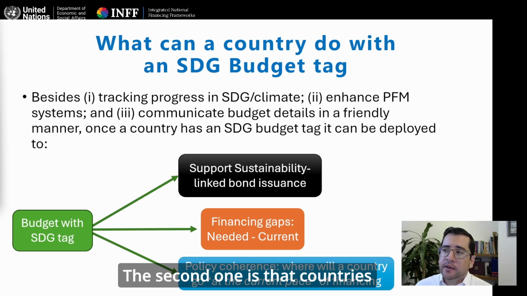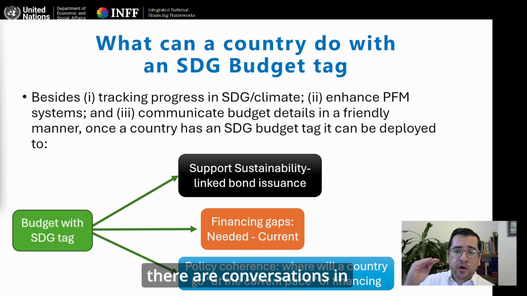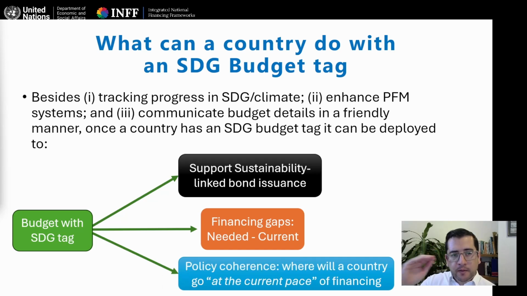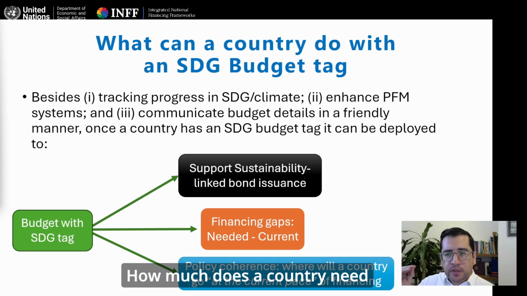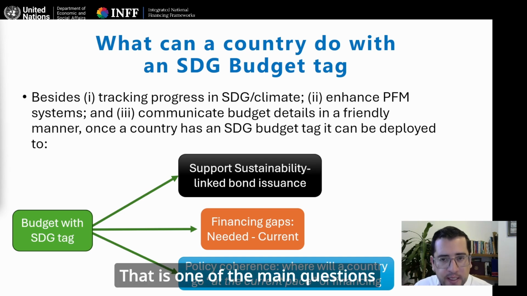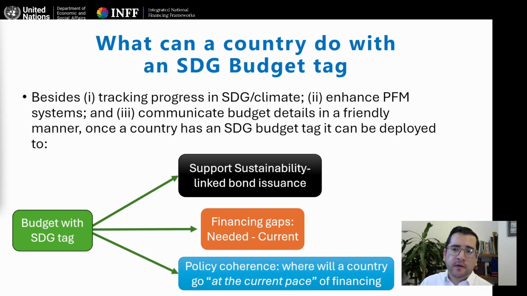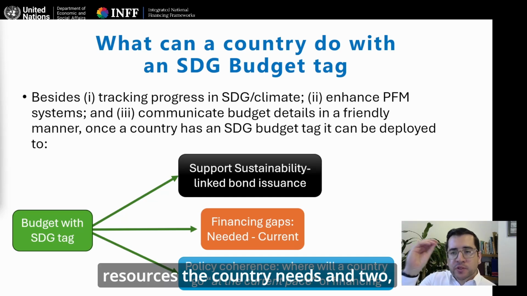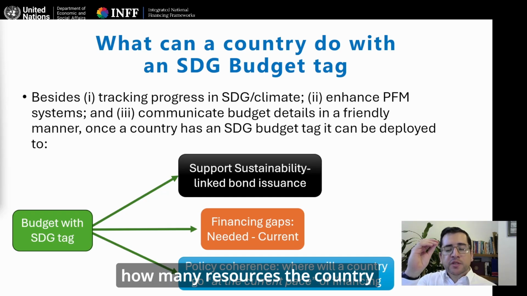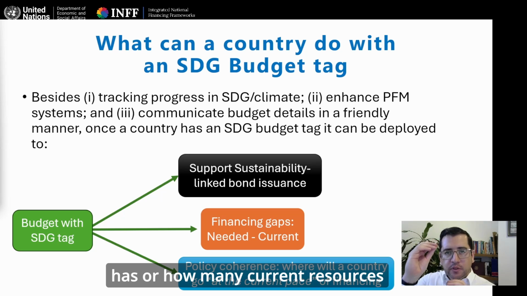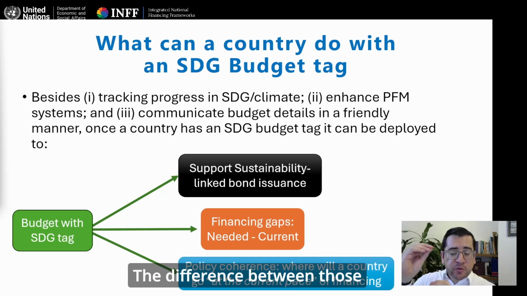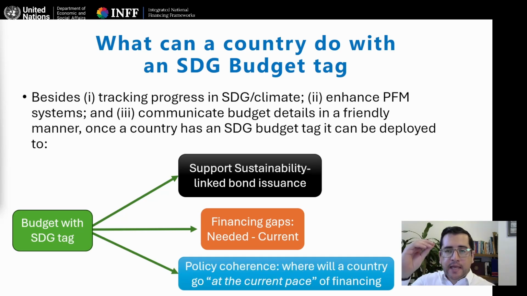The second one is that at the global level there are conversations in the context of financing for development in terms of financing gaps, right? How much does a country need to finance sustainability? That is one of the main questions nowadays in global conversations. Well, in order to understand the gap, you need to compile two inputs. One is how many resources the country needs, and two, how many resources the country has, or how many current resources exist in a country for sustainability. The difference between those two will give you the financing gap, right?